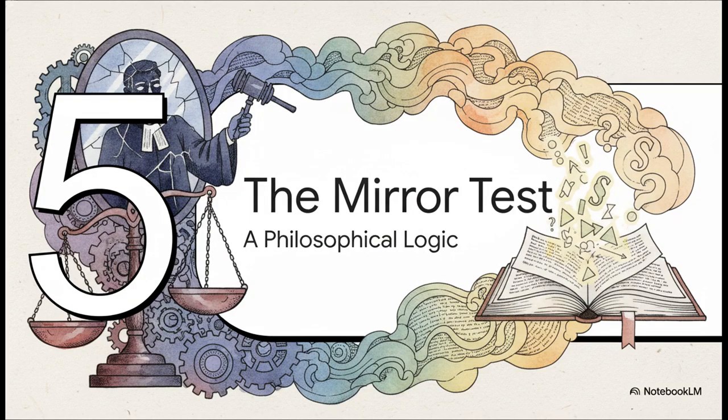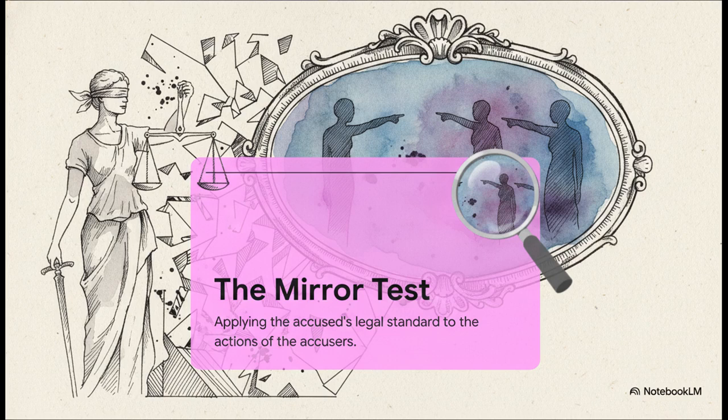Section 5. The mirror test logic. This is where Dr. Chen utilizes a totally brilliant strategy called the mirror test. It's a really neat legal philosophy concept where you apply the exact same logic used by the prosecution, but you apply it directly to the prosecutors themselves. It's a classic reductio ad absurdum argument. He's essentially asking, hey, if we accept your definition of this crime, let's hold up a mirror right now and see who actually fits the description.